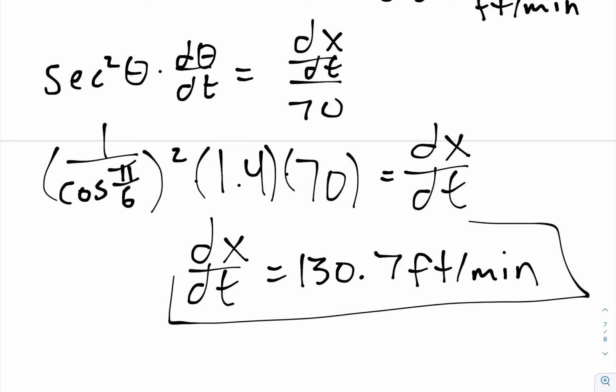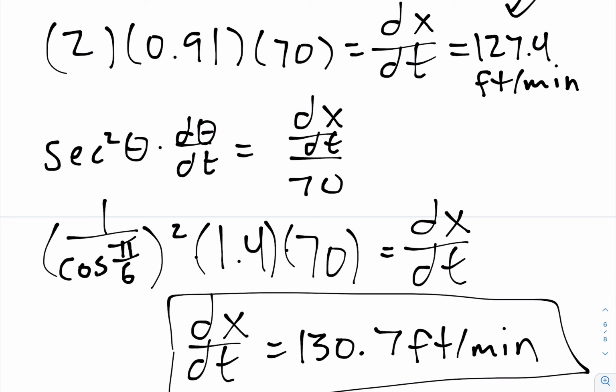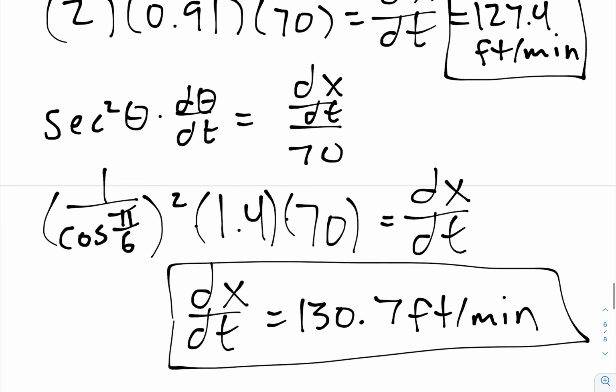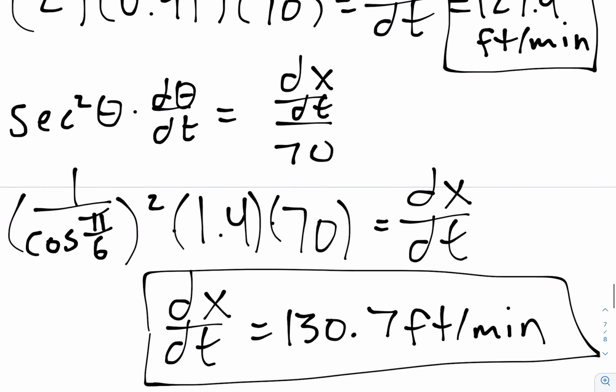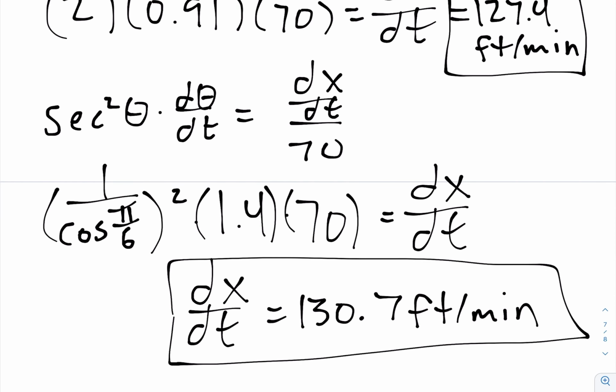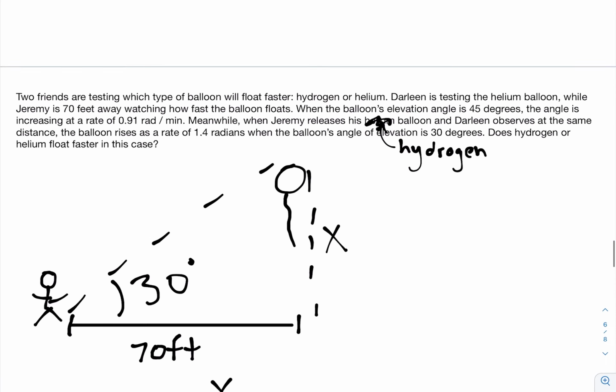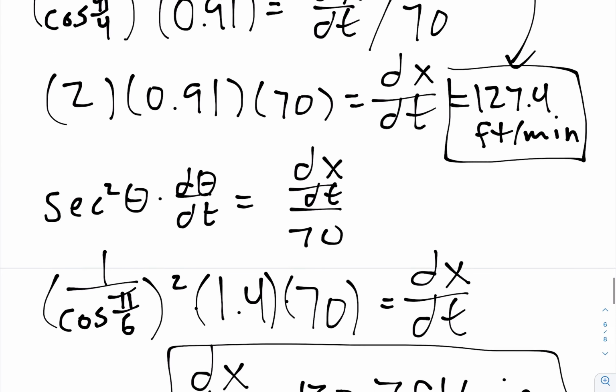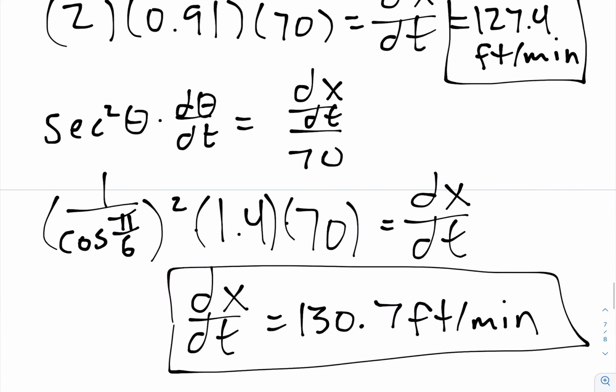So this is his balloon, the hydrogen balloon's rate at which it pushes up into the air in feet per minute, and this is Darlene's. If we compare these, Jeremy's is about 3.3 feet per minute faster at that point. So at these exact moments, Jeremy's is going to be rising faster. This can't be generalized to every elevation, because hydrogen might float slower at a higher elevation, but when this angle of elevation is 30 degrees, and this angle is pi over 4 radians, or 45 degrees, Jeremy's is going to be floating higher.